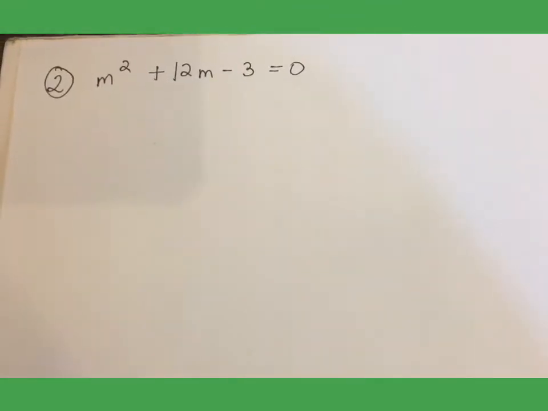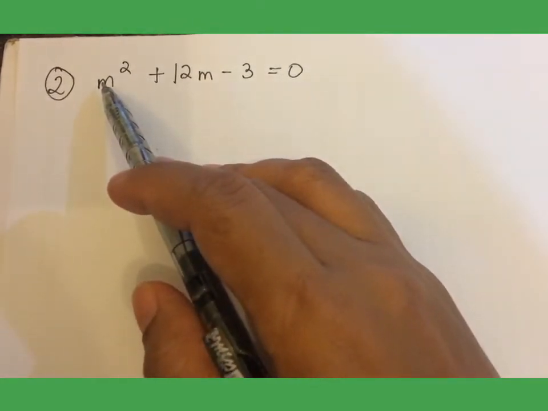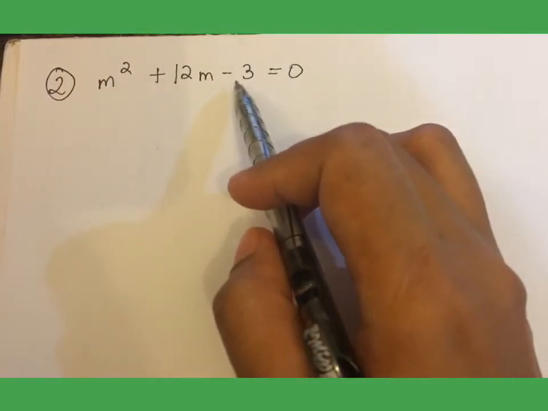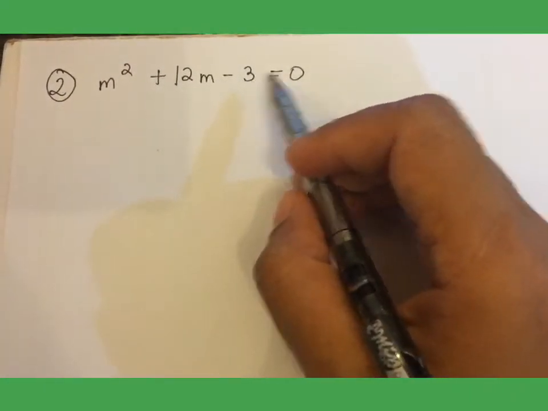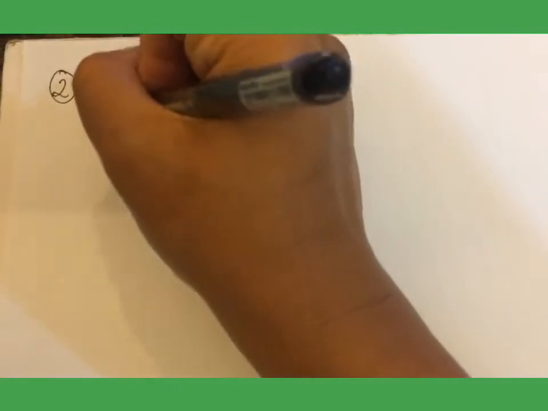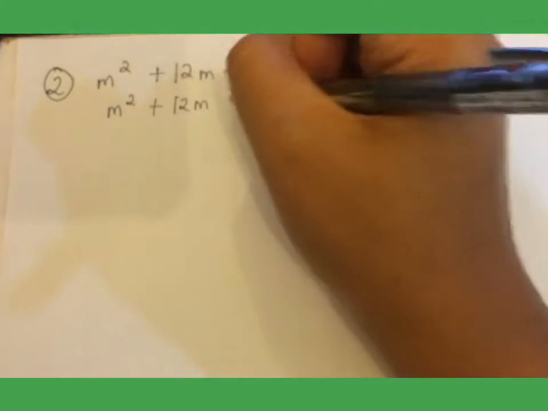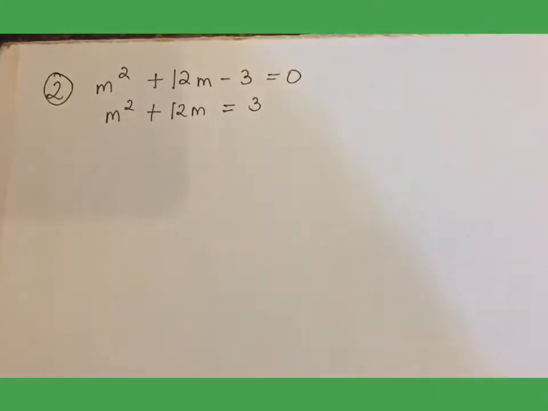Now let's proceed to example 2. We are still on solving quadratic equations by completing the square. Since the value of a, the numerical coefficient of a here, is 1, we can now proceed to the first step, which is transposing the constant to the other side. So that is m squared plus 12m. We transpose negative 3, that becomes positive 3.